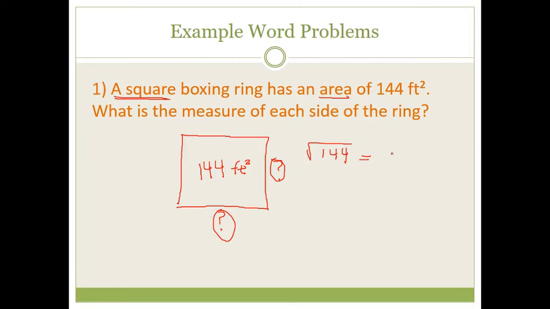And if you didn't know, you could plug it in on your calculator and you'd get the answer 12. Now always when we're working with word problems here, we need to include the units. So this area here is in square feet. So I would say that each side of this square is 12 feet long. Remember, not 12 feet squared, because squaring is an area. And just feet is a length, right? How long is the side of that ring? Well, it's 12 feet.